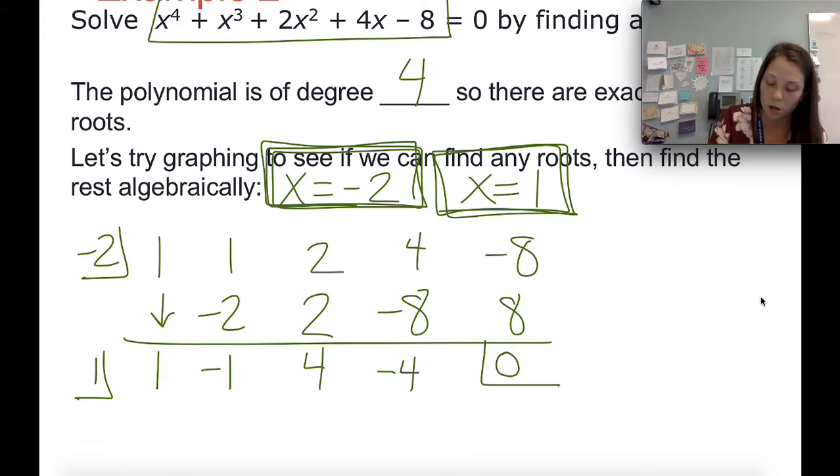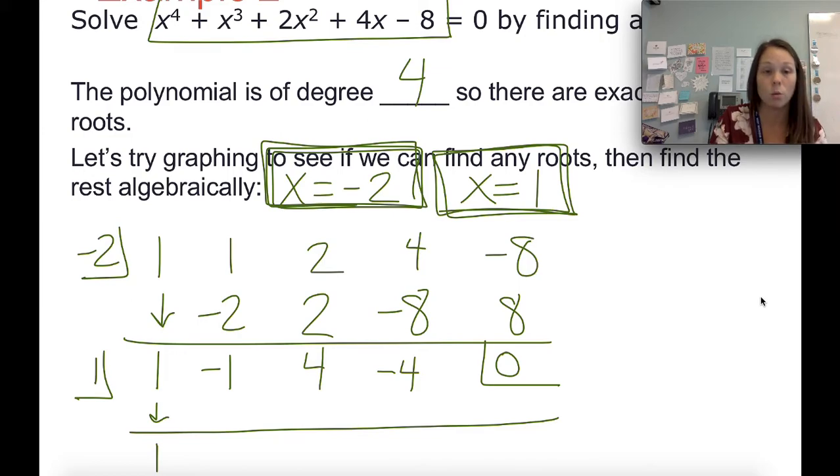Oops, and I'm running out of room here. Here we go. So I carry the 1 down. 1 times 1 is 1. Negative 1 plus 1 is 0. 0 times 1 is 0. And 4 plus 0 is 4. 4 times the 1 is 4. And combining the negative 4 and 4, I get a remainder of 0.